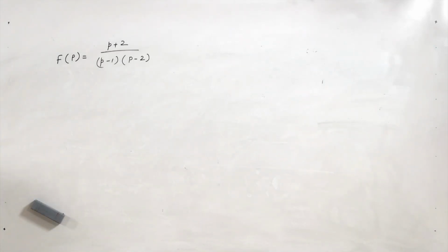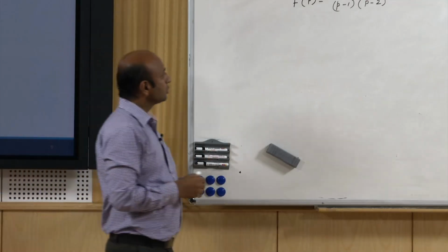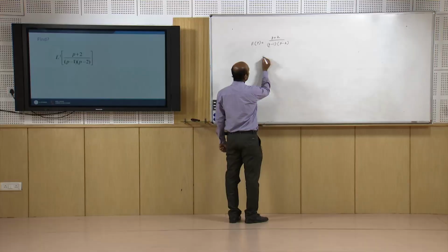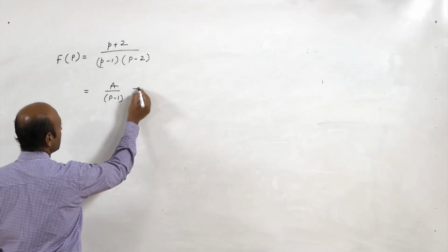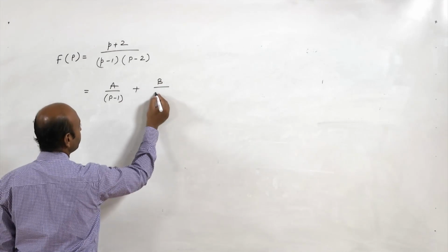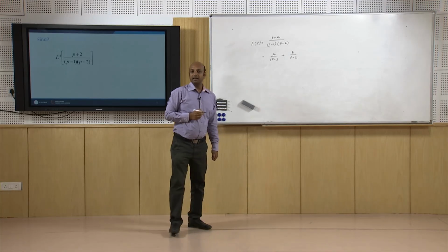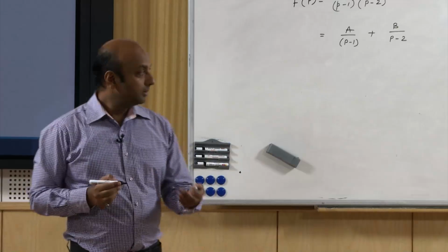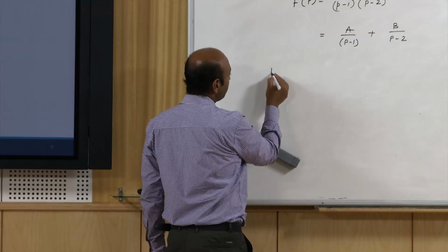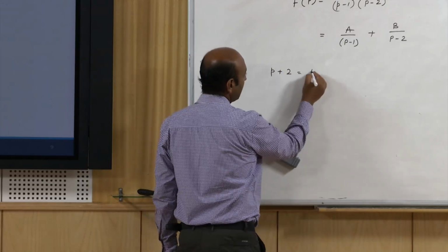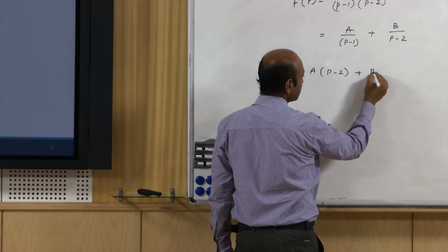So first we will use partial fractions. What will it be? It is nothing but equal to A upon (p minus 1) plus B upon (p minus 2). We can find A and B by comparing the coefficients from both sides. So here, p plus 2 will be nothing but A into (p minus 2) plus B into (p minus 1).